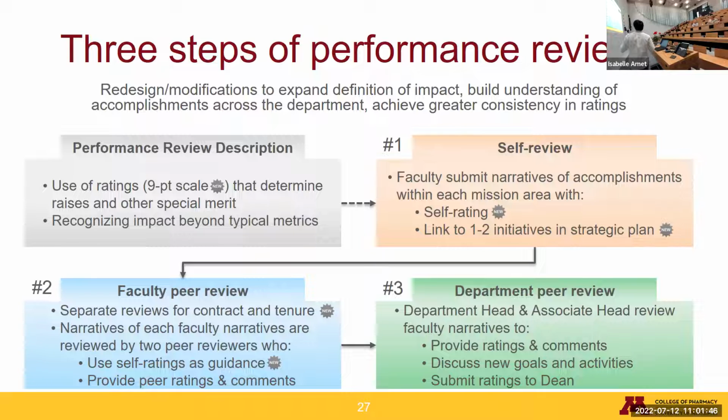Then these ratings go to the peer review, where there are faculty who review their colleagues and provide additional ratings, and they use the self-ratings as guidance, as an effort to improve consistency. And then these ratings go to the department head, who assigns additional ratings. They sit down with each faculty to discuss accomplishments and new goals for the upcoming year, and then they submit ratings to the dean. So this was the performance review itself, and the changes were made to improve it.